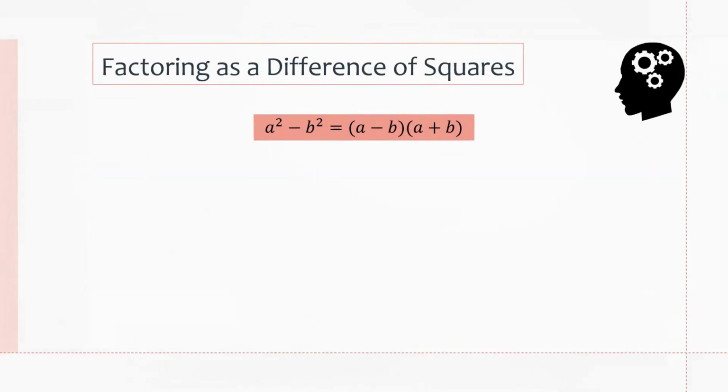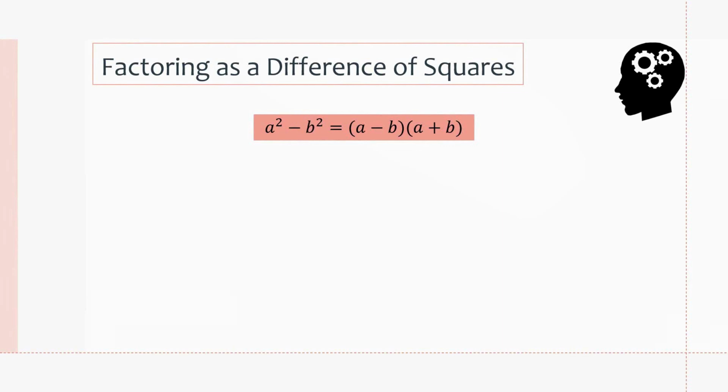Next, we have factoring as a difference of squares. For these types of questions, we just have to look for two terms that are a perfect square, meaning a number or a variable that can be multiplied by itself to get this term. And there must be a negative sign between them, like here, right?